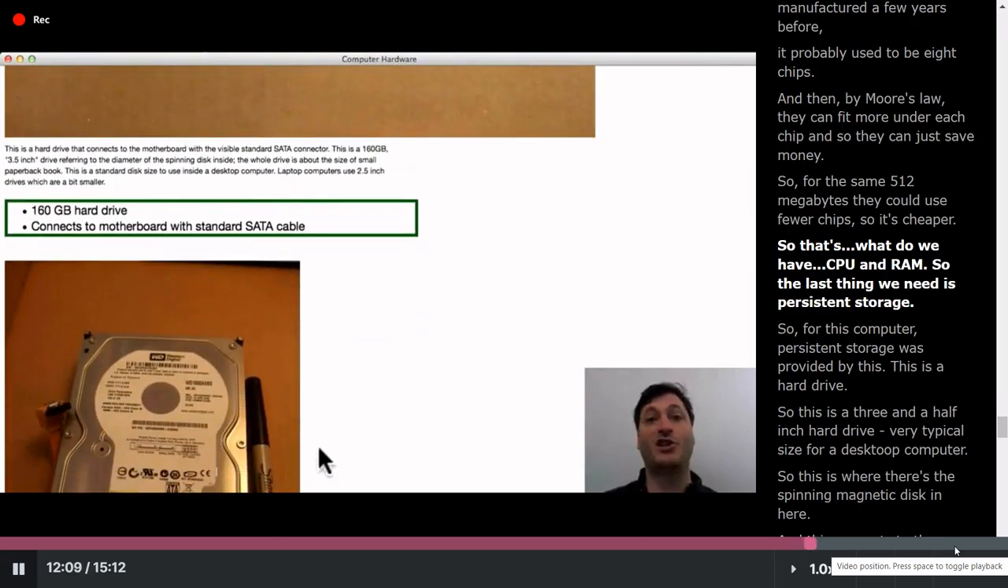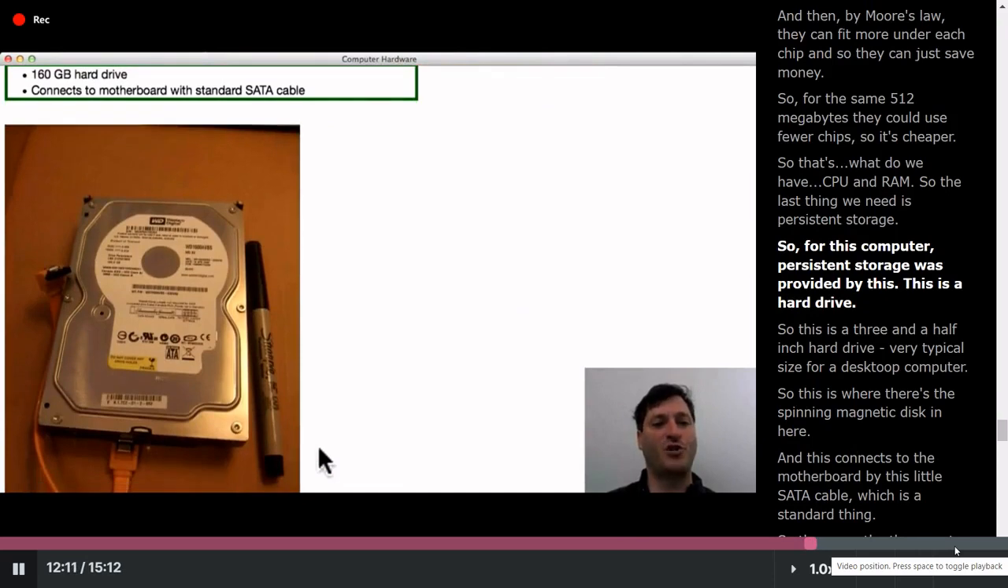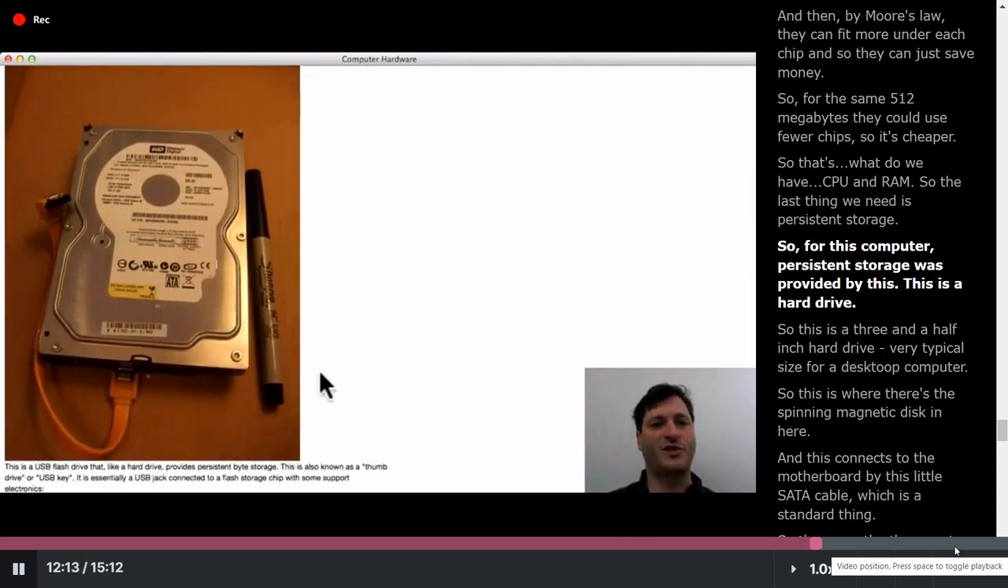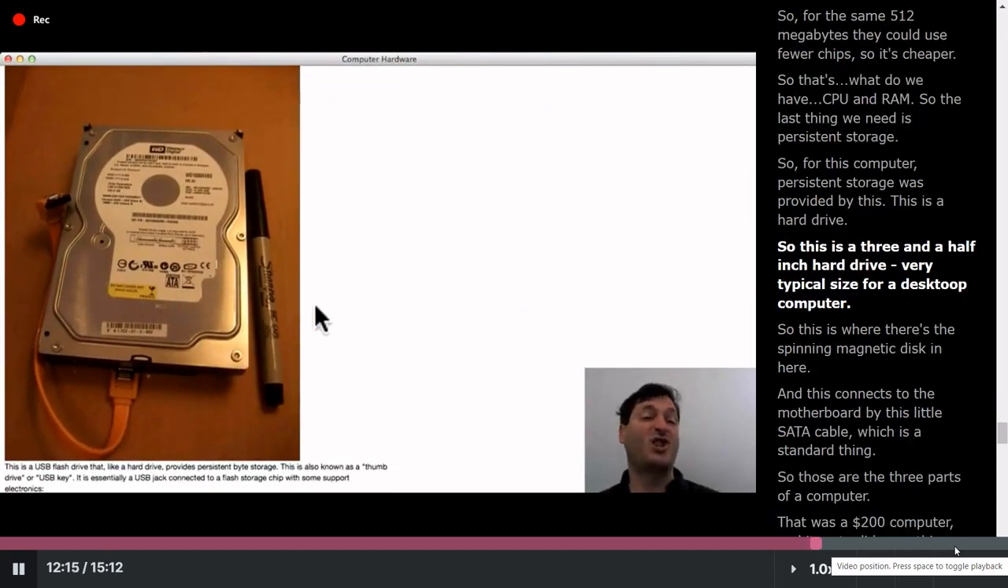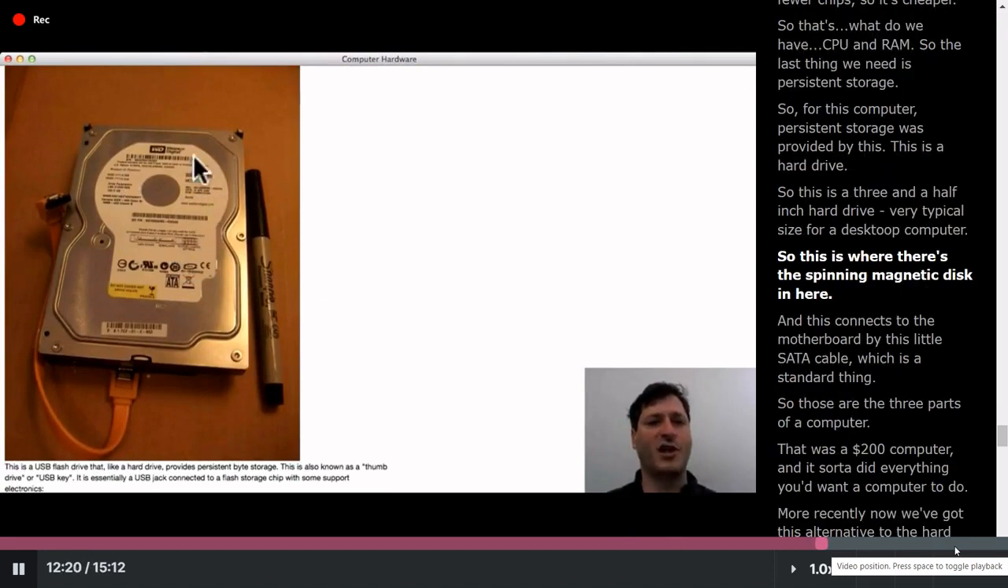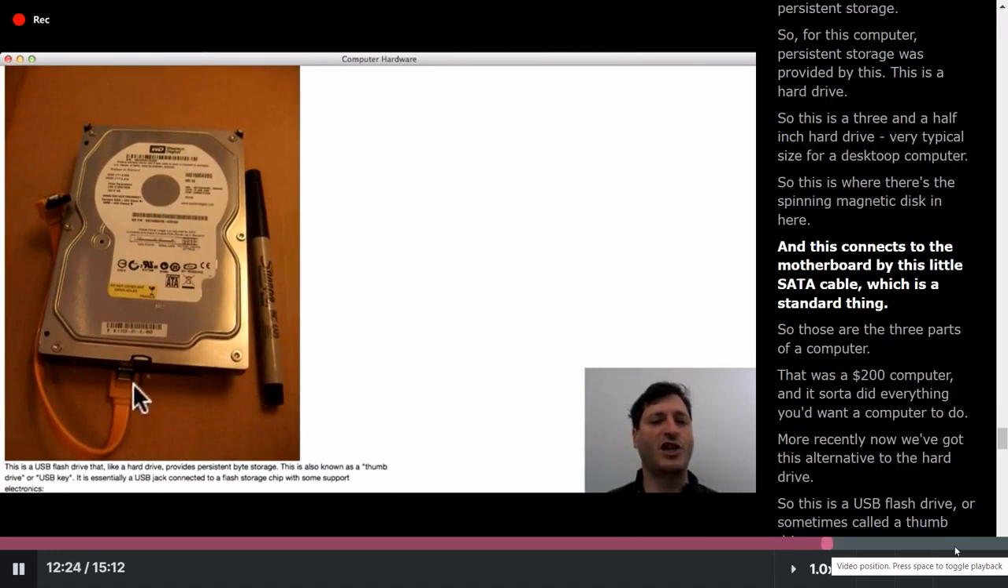So the last thing we need is persistent storage. For this computer, persistent storage was provided by this. This is a hard drive. This is a 3.5-inch hard drive, a very typical size for a desktop computer. This is where there's the spinning magnetic disk in here. And this connects to the motherboard by this little SATA cable, which is a standard thing.